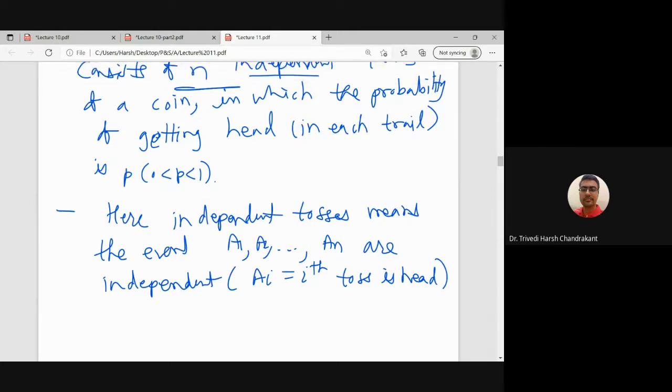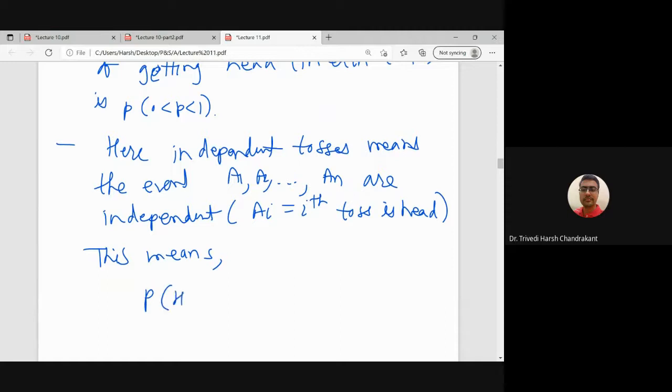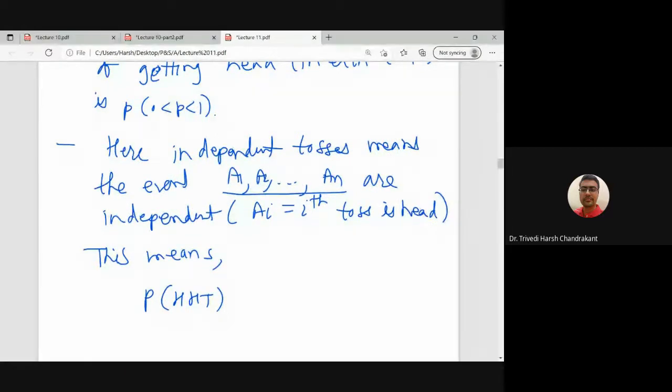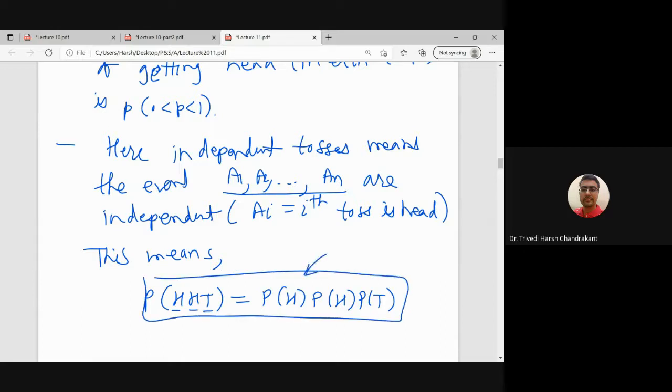So what is A1? The first toss is head. A2 is the second toss is head, and in that way. Each toss getting head is independent. It doesn't depend on the previous event. The second toss does not depend on the first toss. For example, this means the probability of this event, so this is basically A1, A2, A3. We are tossing 3 times, so 3 outcomes we are getting. Independent means this probability is basically the probability of H times the probability of T. So independent means these two are equal. So this is independence.